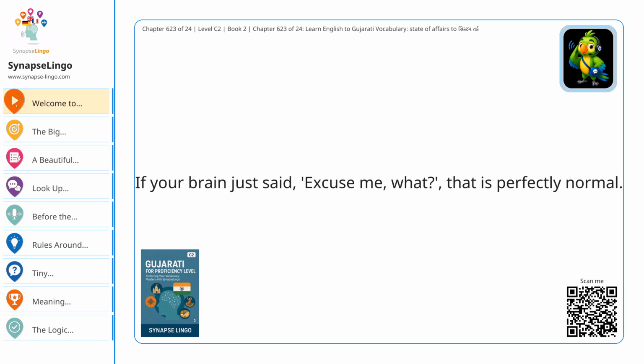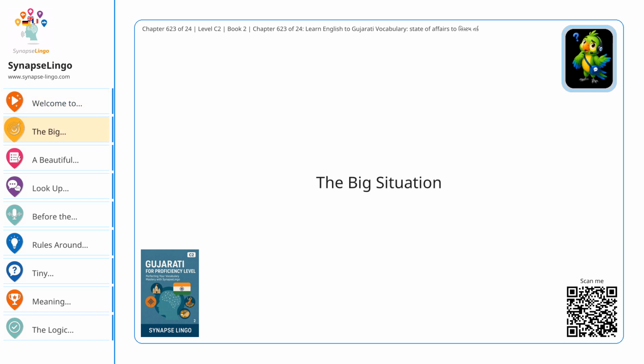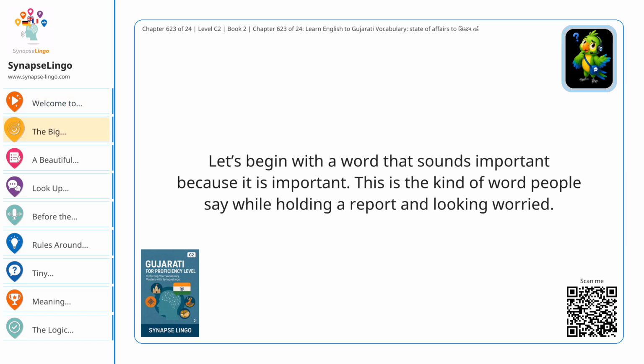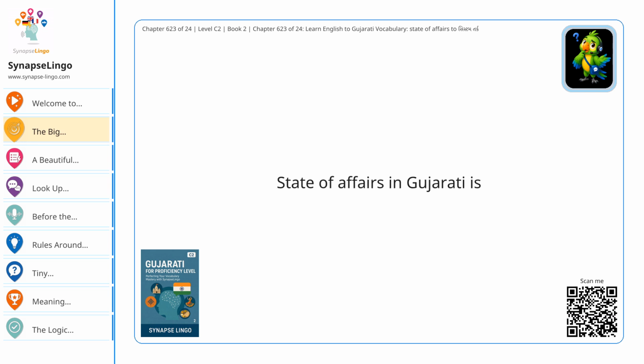If your brain just said, "Excuse me, what?" that is perfectly normal. The big situation. Let's begin with a word that sounds important because it is important. This is the kind of word people say while holding a report and looking worried. State of affairs in Gujarati is પરિસ્થિતિ, say it once. પરિસ્થિતિ.